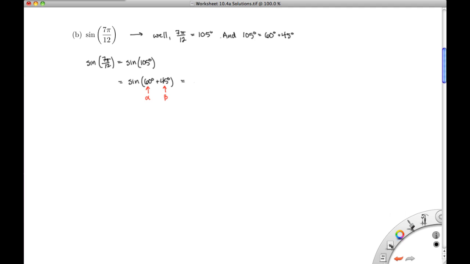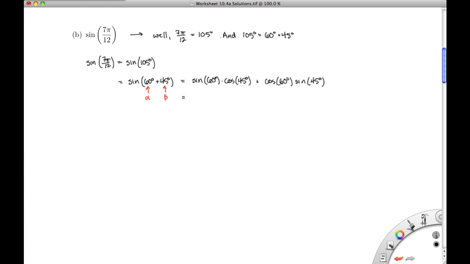And the identity will have us construct the following value. So we'd have the sine of alpha times the cosine of beta plus the cosine of alpha times the sine of beta. Now in this case, order doesn't matter as much because multiplication and addition are both commutative, but it's good to keep it in line with the identities just to be sure.